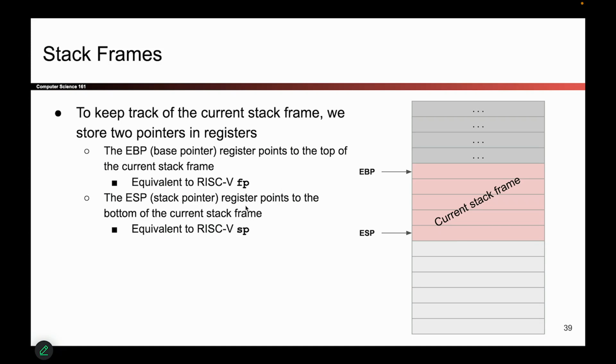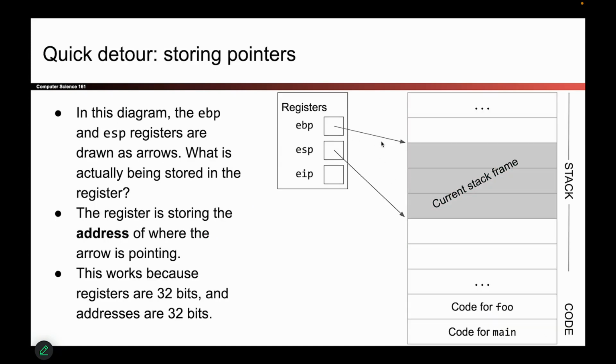So these registers hold addresses. By the way, if you see these arrows, you might say, what are these arrows actually? So this is the same picture as before. EBP points up here. ESP points down here. What do these arrows actually mean when I draw these arrows?